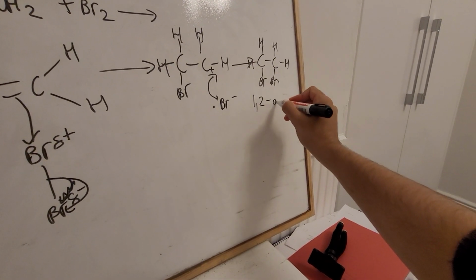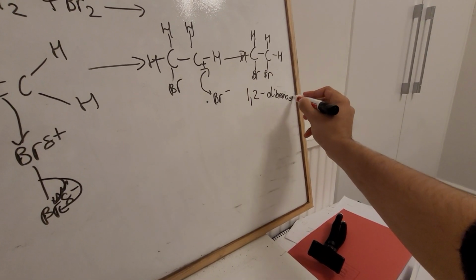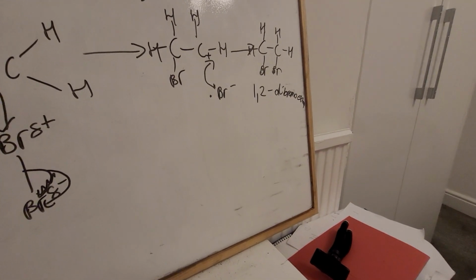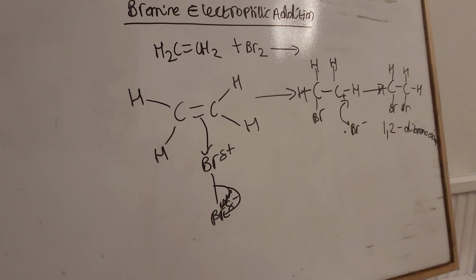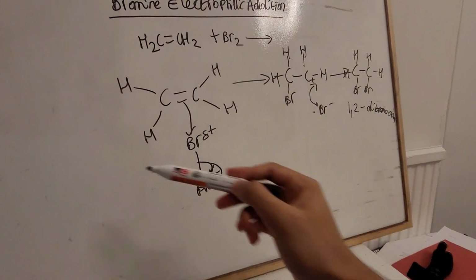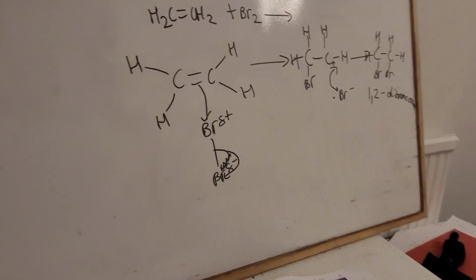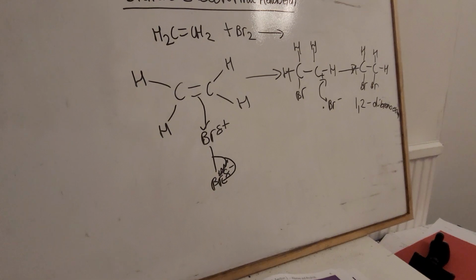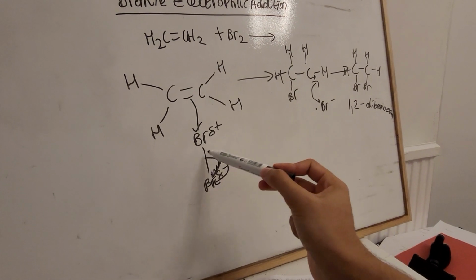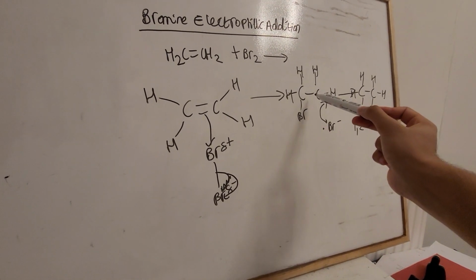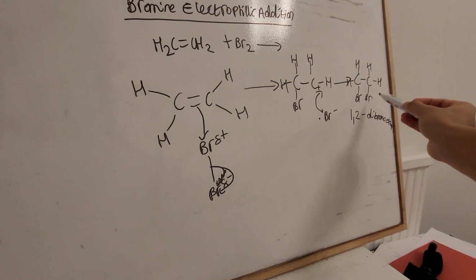1,2-dibromoethane, two bromos, ethane. So 1,2-dibromoethane. And you can quite clearly see the mechanism in full sight. It can be anything: ethene, propene, butene, whatever, even more complex alkenes. You know, it attacks the bromine, breaks the bond, and now you've got an alkane with 2 bromines attached to it.